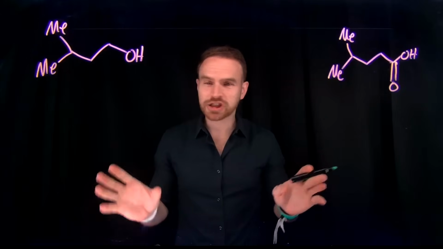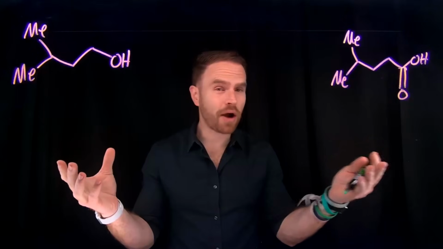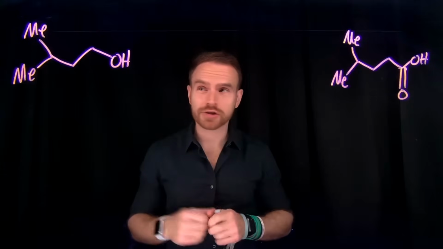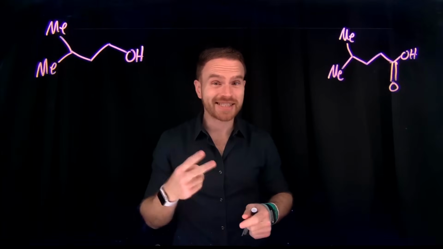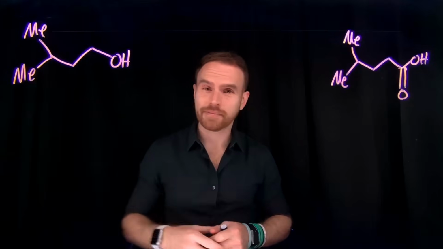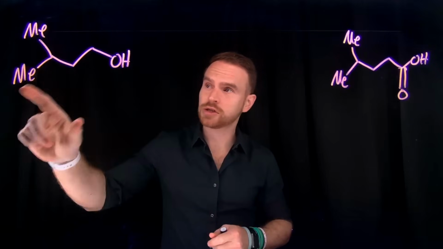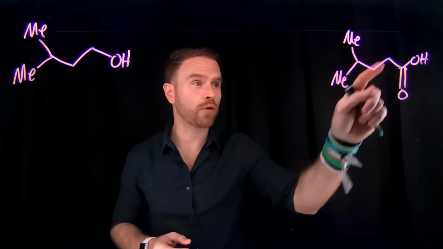Now we can actually achieve this synthesis in 2 different ways. When looking at the reactant and the product, I see 2 important features. Number 1, we're transforming an alcohol into a carboxylic acid. And the second thing is that we're actually adding 1 carbon throughout this transformation, because our starting material contains 1, 2, 3, 4, 5 carbons, and our product contains 1, 2, 3, 4, 5, 6.